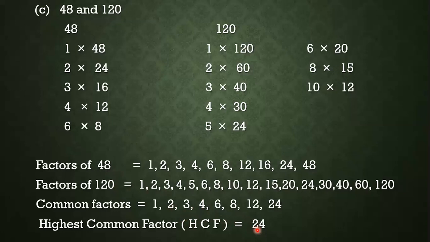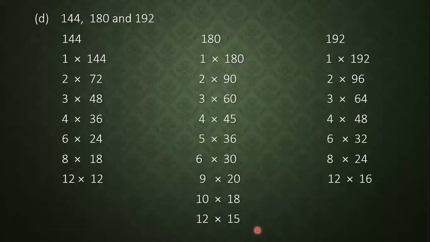Now we will consider the next question. 3 numbers are given: 144, 180 and 192. 1 into 144. Then 144 is an even number. The unit digit is 4. That means it is an even number, so 2 will be a factor. 2 into 72 gives 144.